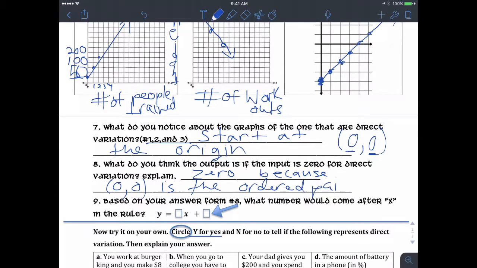All right? And then the last one is, say that we were playing What's My Rule, and then we had 0, 1, 2, 3, and so on. And over here we had 0, something, something, something. The fact that 0, 0 is the ordered pair means the number that would have to go in this section would be the number 0. So it would really just be y equals box x, because plus 0 is really nothing. Plus 0 means plus nothing, so that's what it would mean.